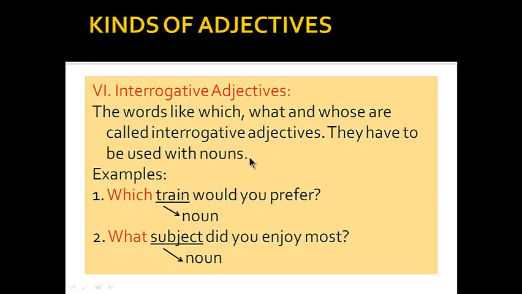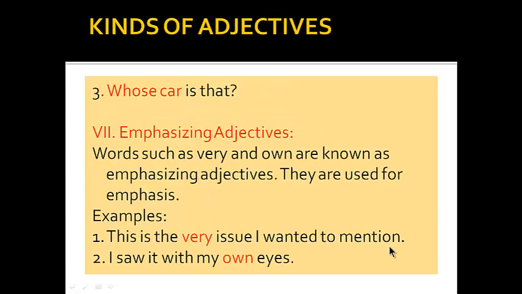They have to be used with nouns. Which train would you prefer? Which is followed by a noun here. It means this is an adjective. What subject? This is the same case. Whose car? The same rule is applied here.